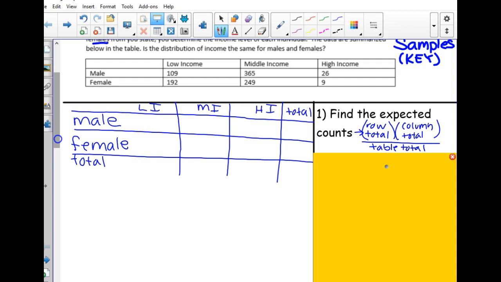Okay, so I need to figure out the column total for low income. So I'm going to add 109 plus 192 together. And when I add 192 plus 109, this column total is 302, right? Or 301, excuse me.